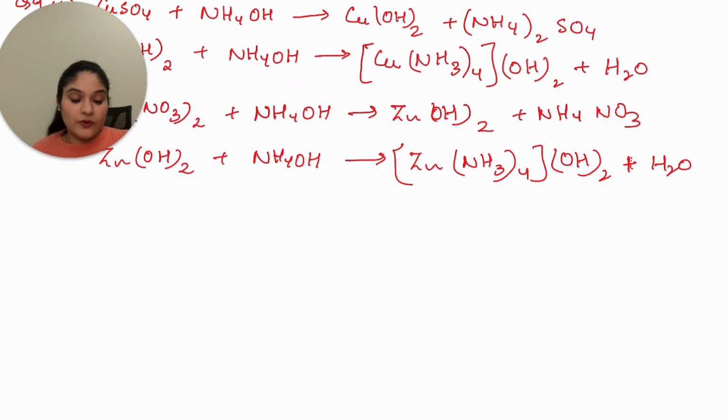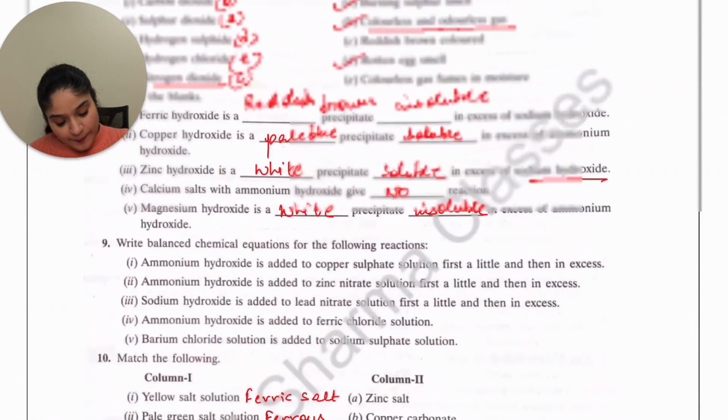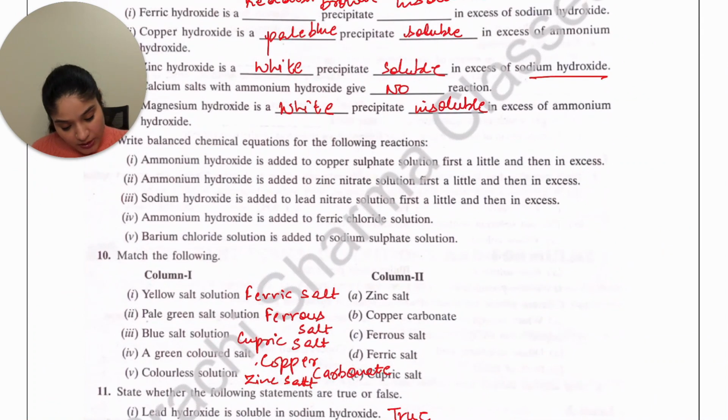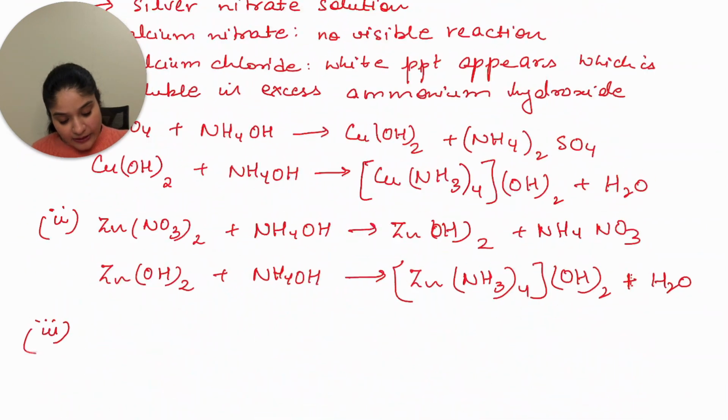So once you learn one of them, all of them actually come out in a similar fashion. Let's move on to the third one. Sodium hydroxide is added to lead nitrate, first a little and then in excess. So you have sodium hydroxide and lead nitrate.